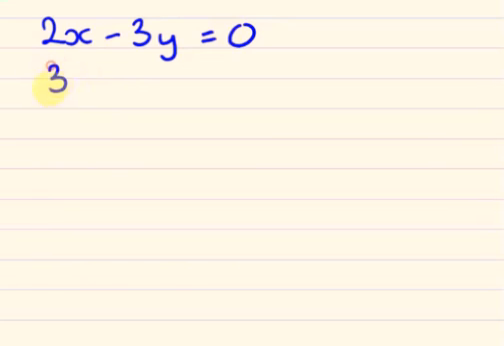Okay, so the equation I'm going to put up now is this one. 2x take away 3y equals 0. That's going to be equation 1. And then 3x plus y equals 22. And that will be it, so try to give it a go.